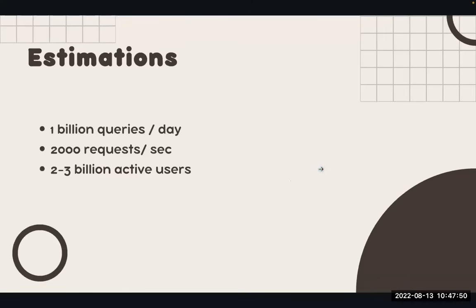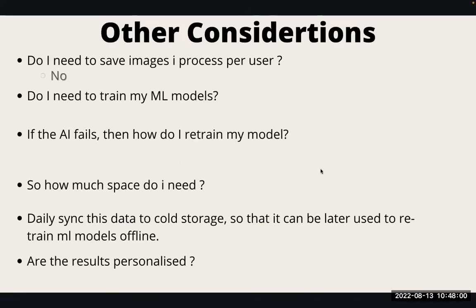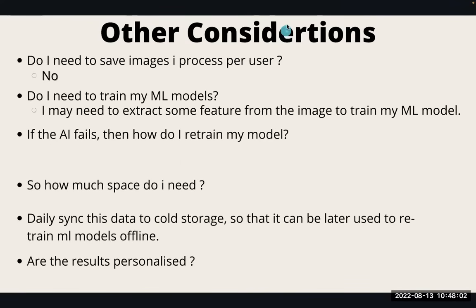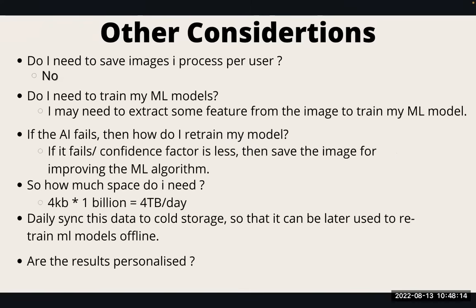We estimated that the load on our server will be 1 billion requests per day, and we will be managing 2 to 3 billion active users because this is a Google product. We saw some other considerations: we are not going to save images per process. There are no personalizations. We still need to train our ML models. We still need to improve our ML models whenever it fails. So we need to store the data, but we don't need to store all of the data. We will just store the data for that day.